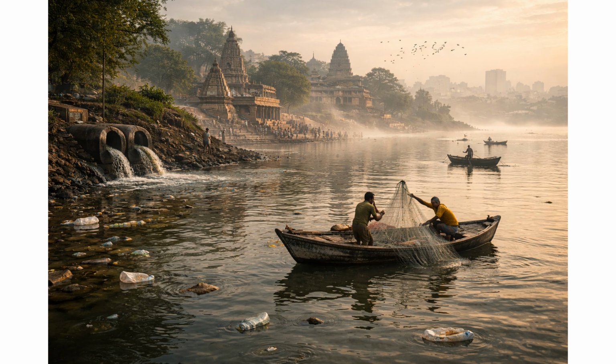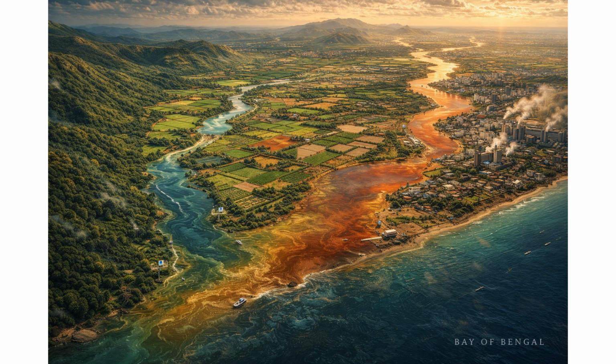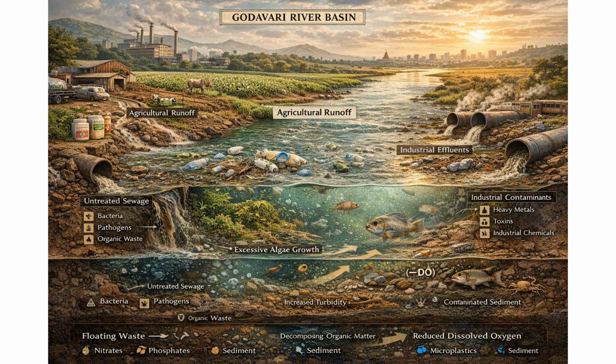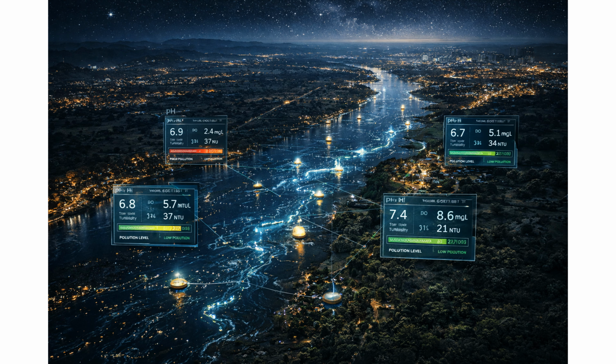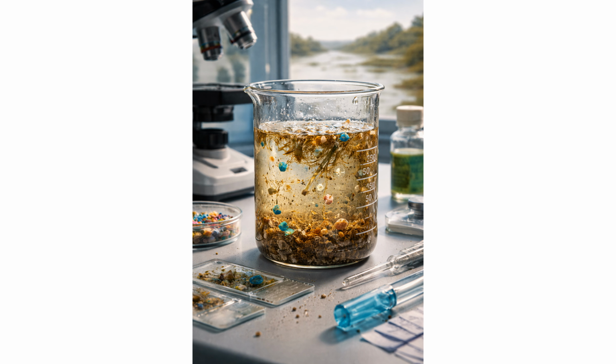Evaluating the chemical, biological, and physical characteristics of the river water helps identify contamination sources, measure environmental stress, and design effective conservation strategies. In the case of the Godavari River, rapid urbanization, population growth, industrialization, and agricultural expansion have introduced numerous pollutants into the river system, making systematic water quality monitoring essential.